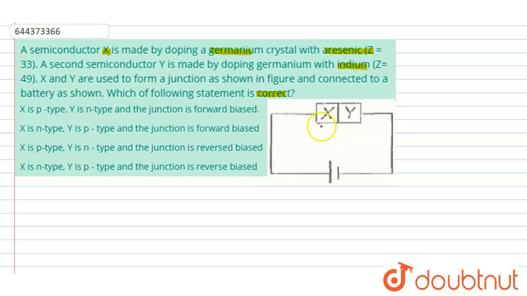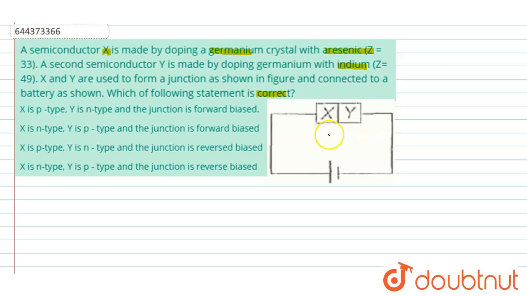Once we know which types X and Y are, we will see that a p-n junction diode is forward biased when the p-type is connected to the higher potential and the n-type is connected to the lower potential. Also, a p-n junction diode is reverse biased if the reverse happens, that is, the p-type is connected to the lower potential and the n-type is connected to the higher potential. So this is the main concept.